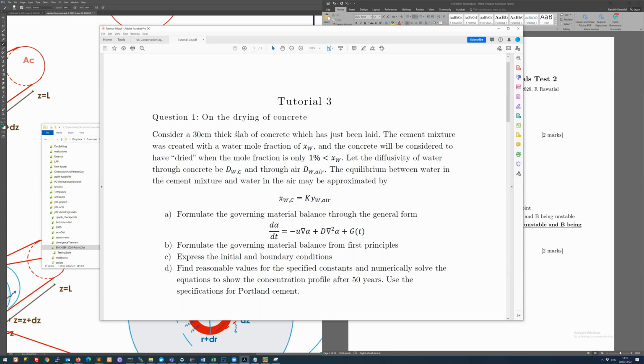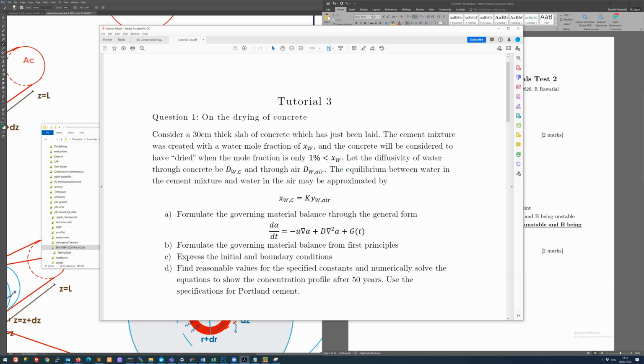So let's look at this first problem. Here we are told we have a 30 centimeter thick slab of concrete, and that has just been laid. The reason for saying just been laid, obviously, is because we want to specify something about the initial conditions. And then the mixture has this mole fraction of water, XW. So the mole fraction of water in the slab, initially at least, is the same everywhere at XW.